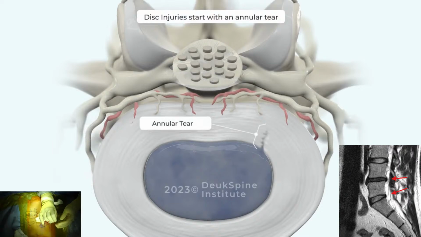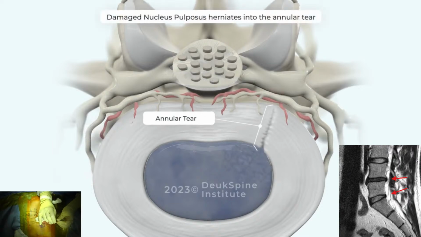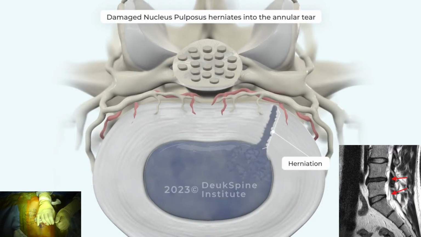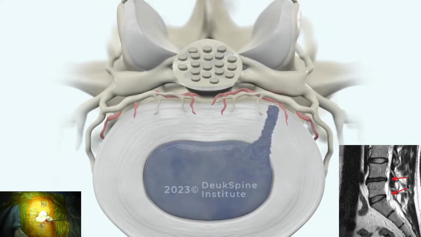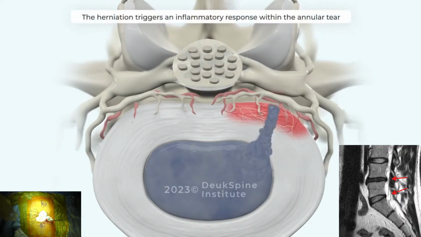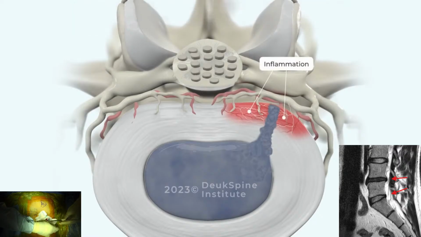Disc injuries start with an annular tear. Damaged nucleus pulposus herniates into the annular tear. The herniation triggers an inflammatory response within the annular tear.